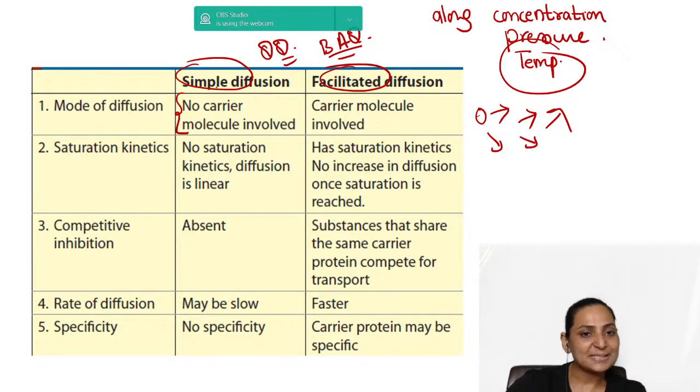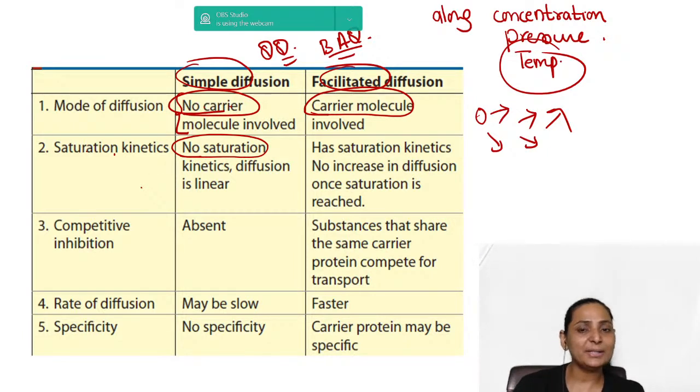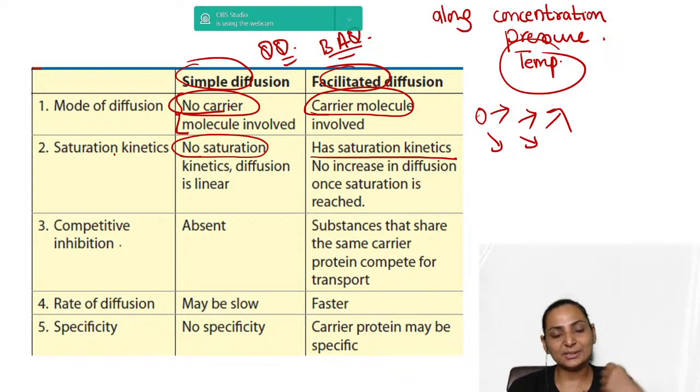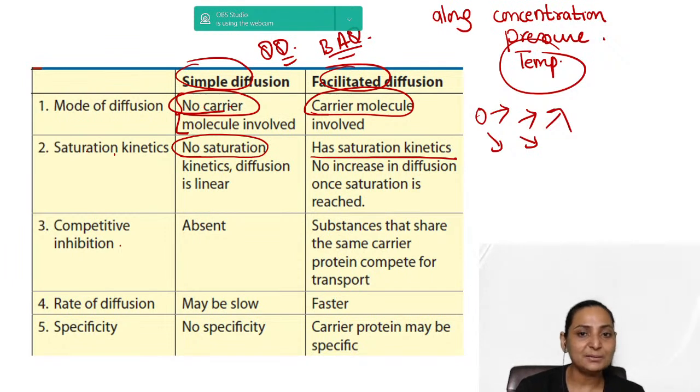Now, in simple diffusion no carrier is required, whereas in facilitated diffusion you require a carrier protein. Now in simple diffusion, because no carrier is needed, it does not show any saturation. That means if you keep on increasing the substance, the diffusion will keep on increasing. We'll explain this with the help of one graph. Whereas facilitated diffusion shows saturation kinetics. That means initially the rate of diffusion will increase, but then saturation will occur and the substance cannot be transported.